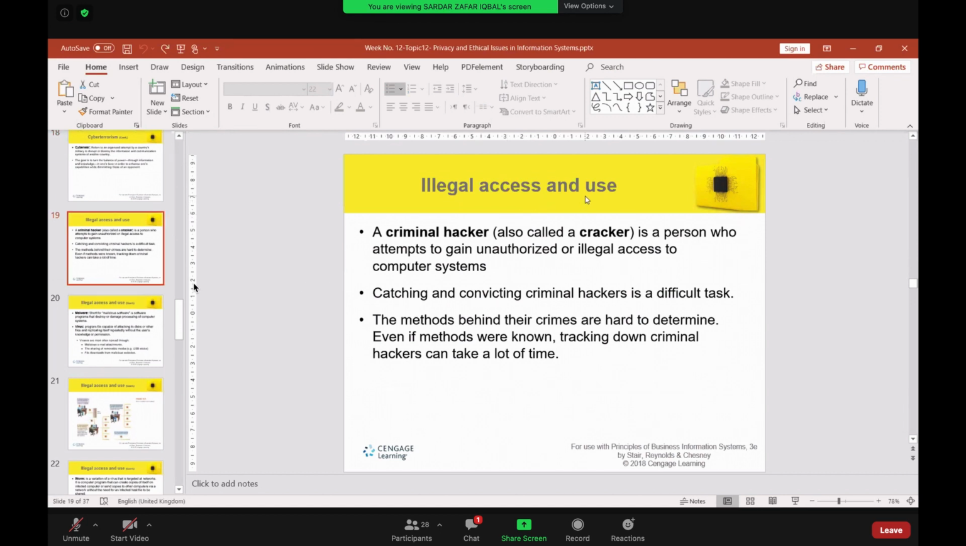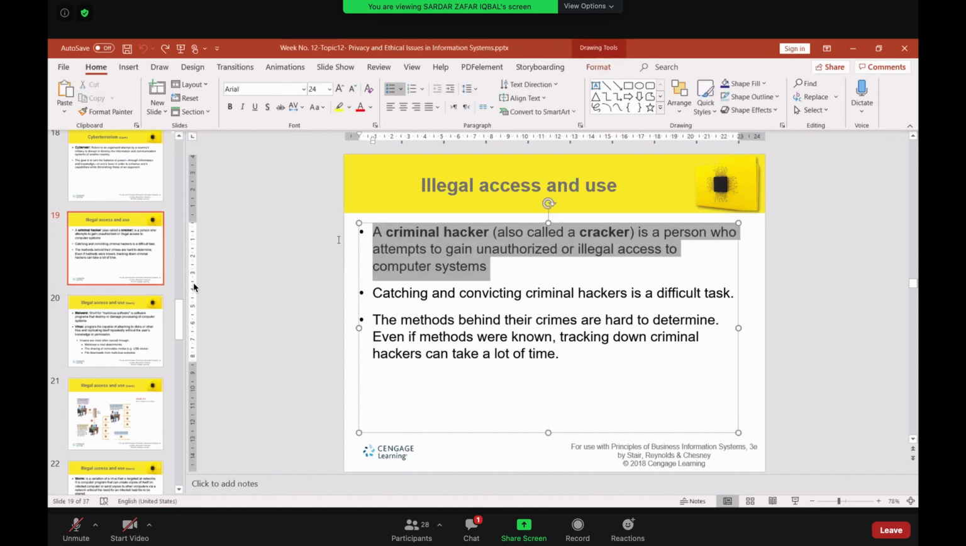And then we have illegal access and use. The criminal hacker, also called a cracker, is a person who attempts to gain unauthorized or illegal access to a computer system. The normal hacker, all of you know, I guess, is one who just enters into the system. Catching and convicting criminal hackers is a difficult task. You cannot catch him very easily, but you can, because anything on a network can be traceable.